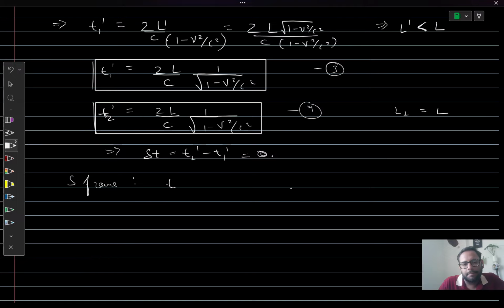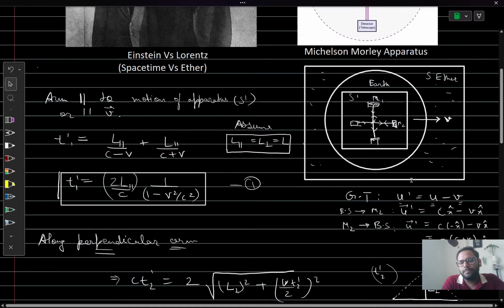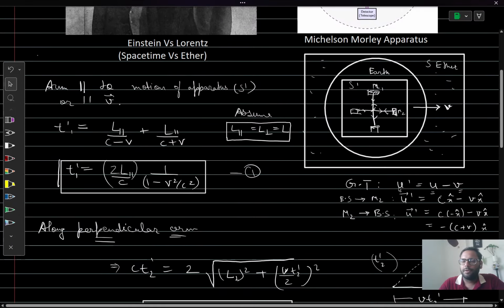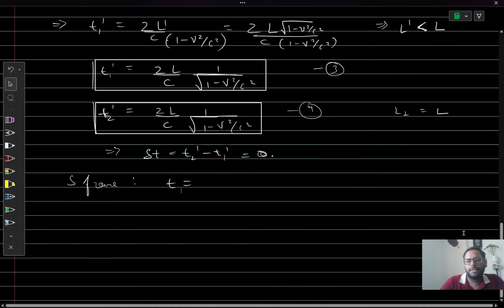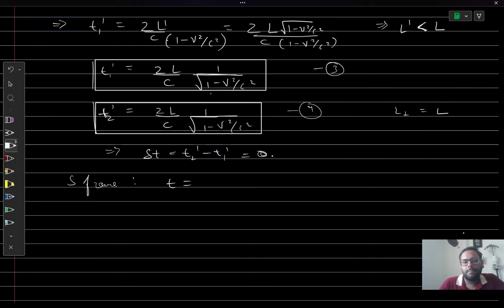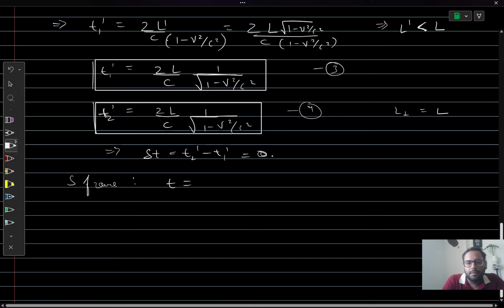Now in the S frame, calculate the time in the S frame. Can you calculate the time? It is very easy because there is no effect of motion. In the S prime frame, speed is not changing. Remember this: every factor of gamma is arising due to the change of speed while translating our physics from one reference frame to another. It is due to the changing speed, not anything else.